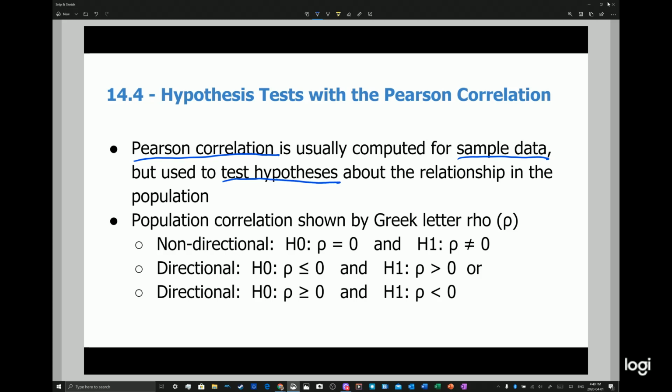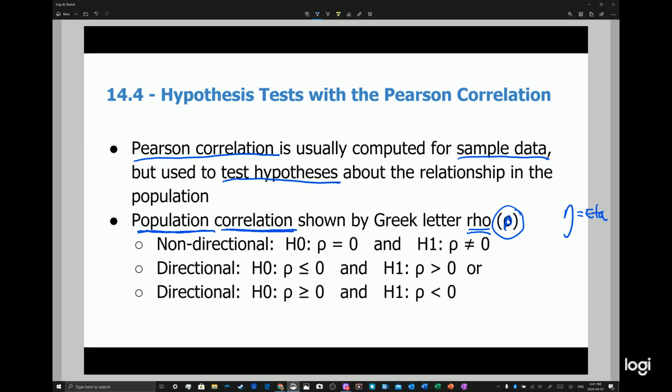In this case, we need to estimate our population correlation coefficient, and we use the Greek letter rho. Remember, in ANOVA, we use this, and this is eta. This P-looking Greek letter is actually rho, and we use this for population correlation.